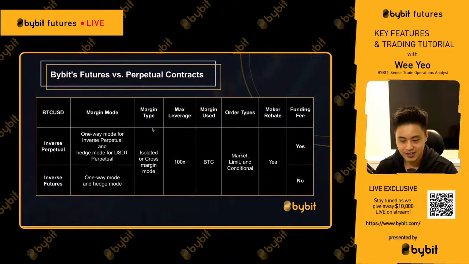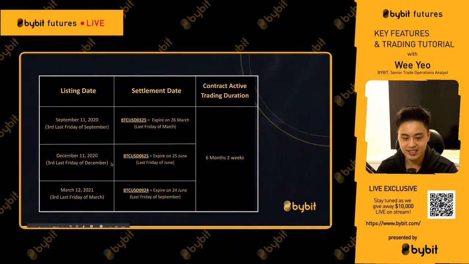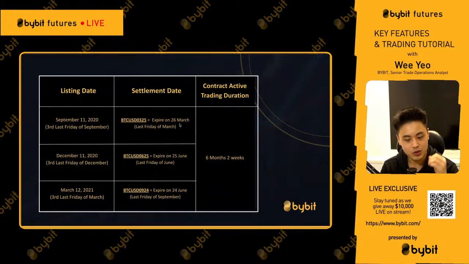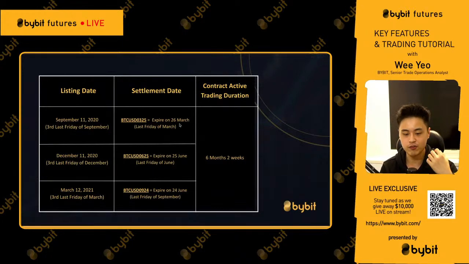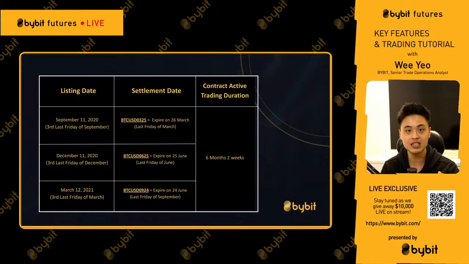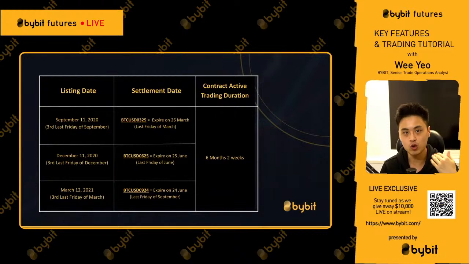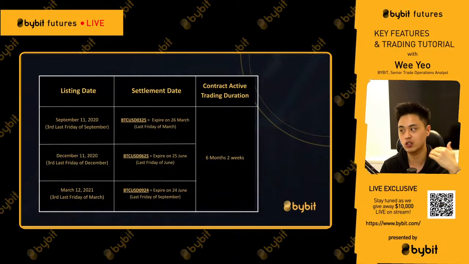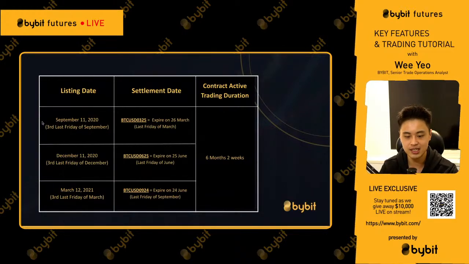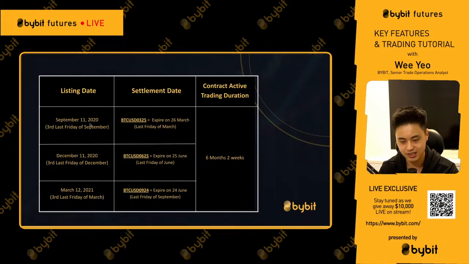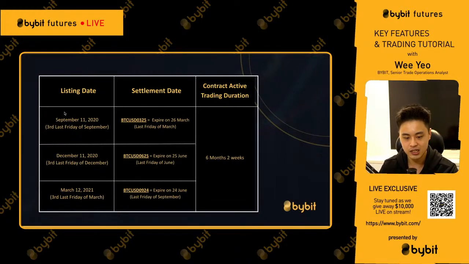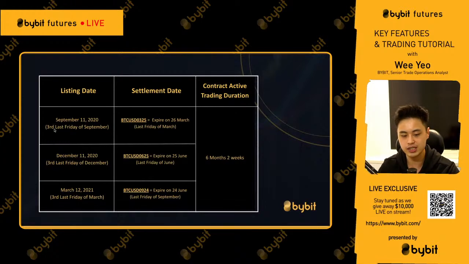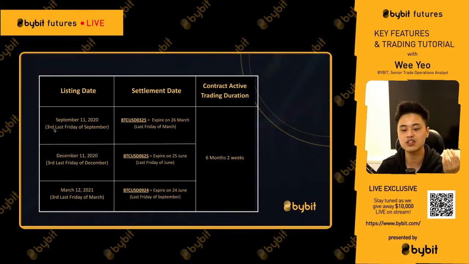Over here, this is the listing date. You need to understand that our futures contracts are quarterly futures contracts. So every quarter, we will be launching a new futures contract. This is a quick understanding of how it is listed. Over here, we call it listing. So September 11, as a rule of thumb, is the third last Friday of the quarterly month.